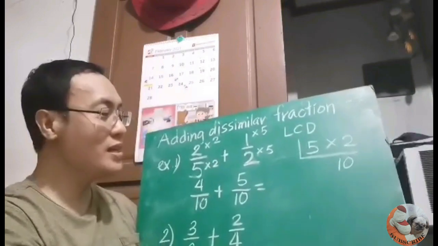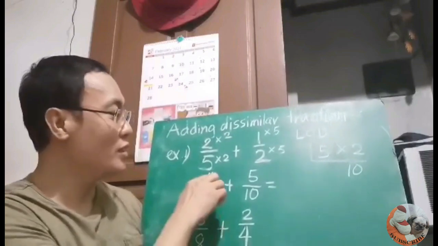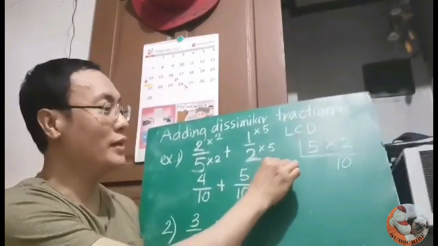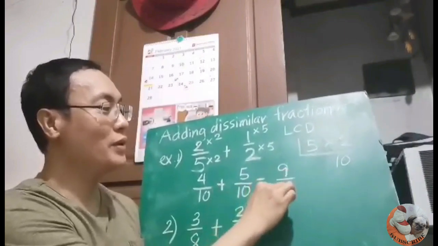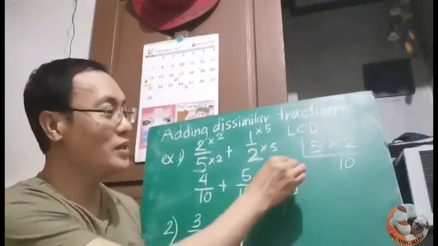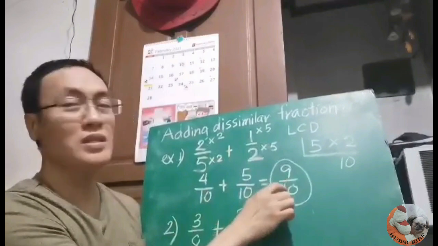So, pag similar na sila, pwede na natin gawin yung process sa pag-a-add ng similar fraction. Add the numerator, 4 plus 5 is equal to 9. Then copy the denominator 10. So since 9/10 is in the lowest term, ito lang sagot natin. So 2/5 plus 1/2 is equal to 9/10.